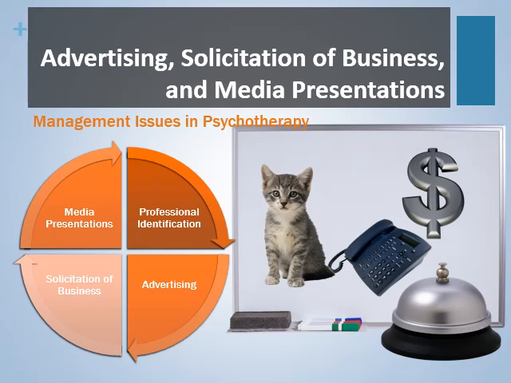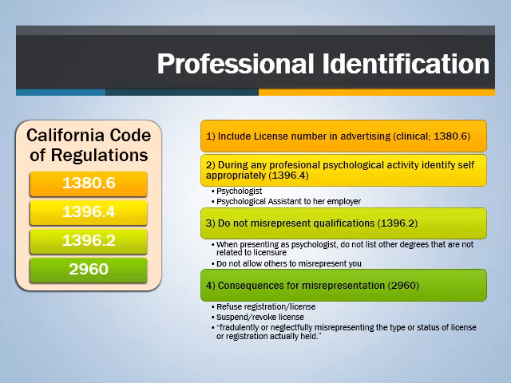What about advertising? With regard to advertising, a few things you want to know about. And it's basically you want to be clear, you want to be honest. Professional identification. So you need to be very clear about who you are. And there's California codes and laws about this. You need to include your license number, any professional activity.